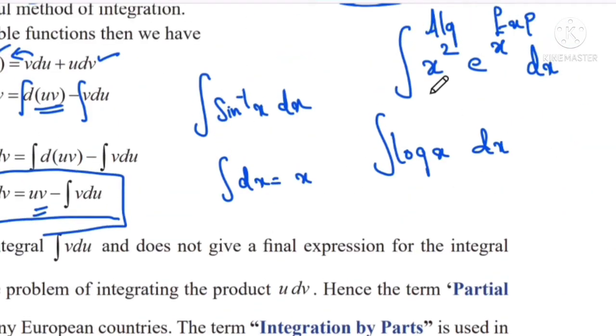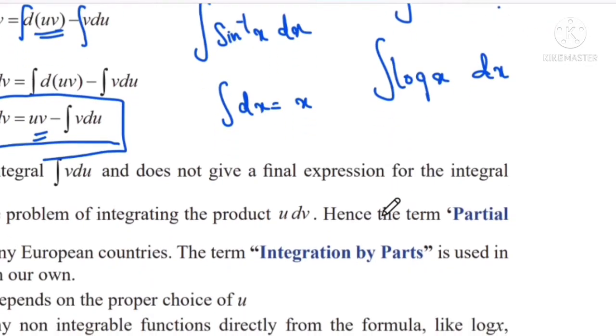Now there are two functions here, x square and e power x. Which one will you take as u? One function take as u, the other function take as dv. That is integration by parts. We are dividing this integrand into two parts. One you take as u, the other as dv. Which one you are going to take as u? The choice of u is very important. Choose the wrong function as u, then you may not be able to integrate the integral after a certain stage. So which function to choose as u is very important.